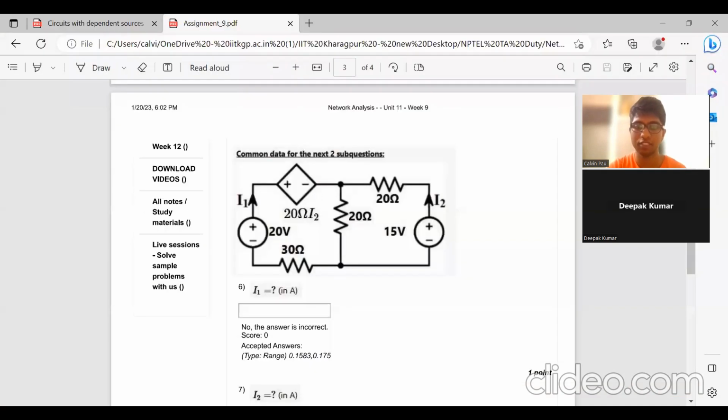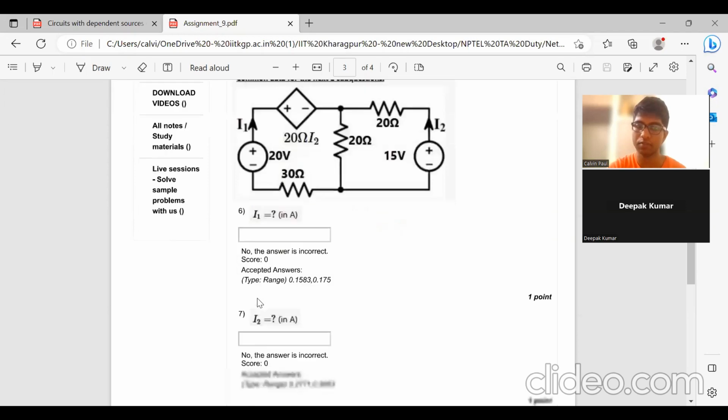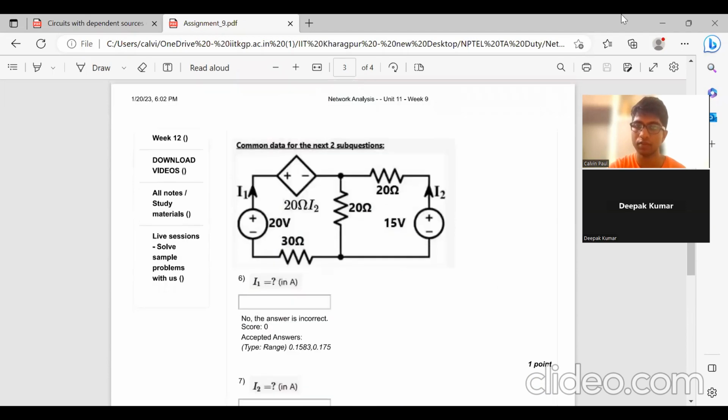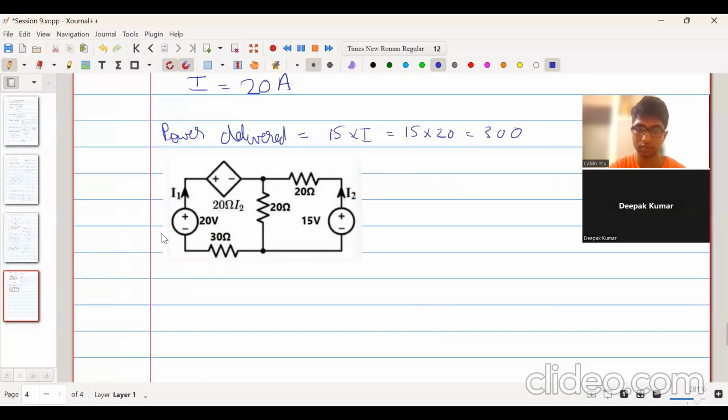So now we will see, this is the circuit which you have. There are two independent voltage sources. There's a dependent voltage source which depends on this current I2. In this question, they are asking us to determine current I1 and current I2. That is all the question is. So now let us solve this circuit. What we will do first is apply KVL over here, and you can apply KVL over here as well. So let us apply KVL in loop 1.